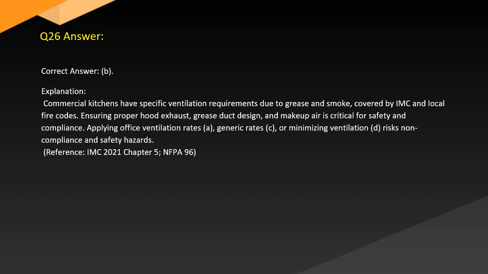Answer. Correct answer: B. Explanation: Commercial kitchens have specific ventilation requirements due to grease and smoke, covered by the IMC and local fire codes. Ensuring proper hood exhaust, grease duct design, and makeup air is critical for safety and compliance. Applying office ventilation rates A, generic rates C, or minimizing ventilation D risks non-compliance and safety hazards. Reference: IMC 2021, Chapter 5, NFPA 96.